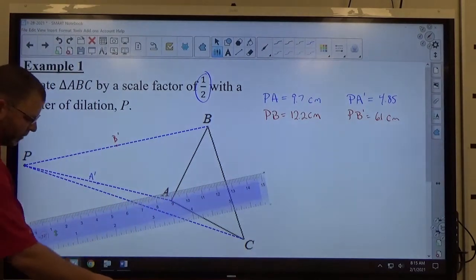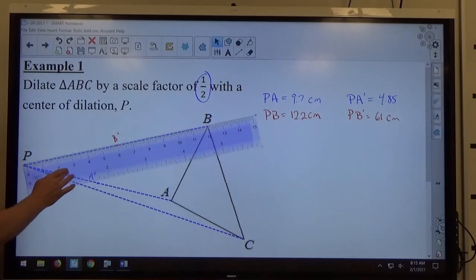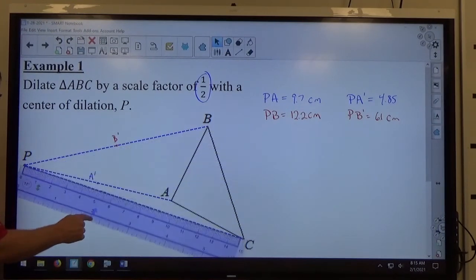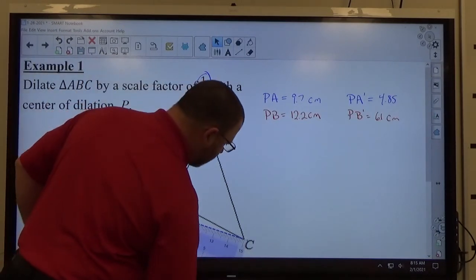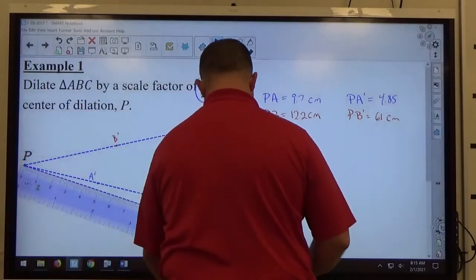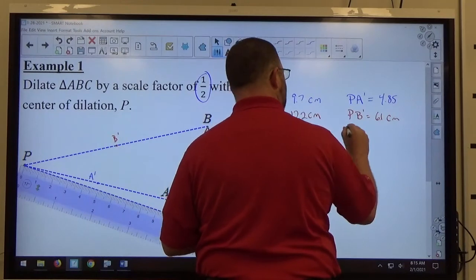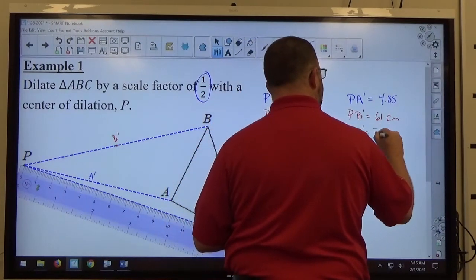And then finally, I do the same thing for point C. Position my ruler at 0 on P. Turn my ruler so it's going towards C. And I get exactly 15 centimeters there. So PC is equal to 15 centimeters. Which means PC prime gives me half of that, which is 7.5 centimeters.